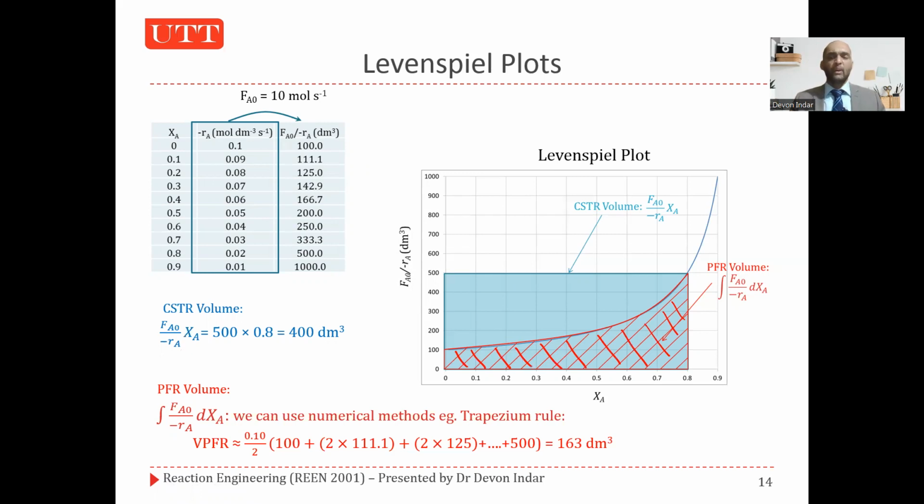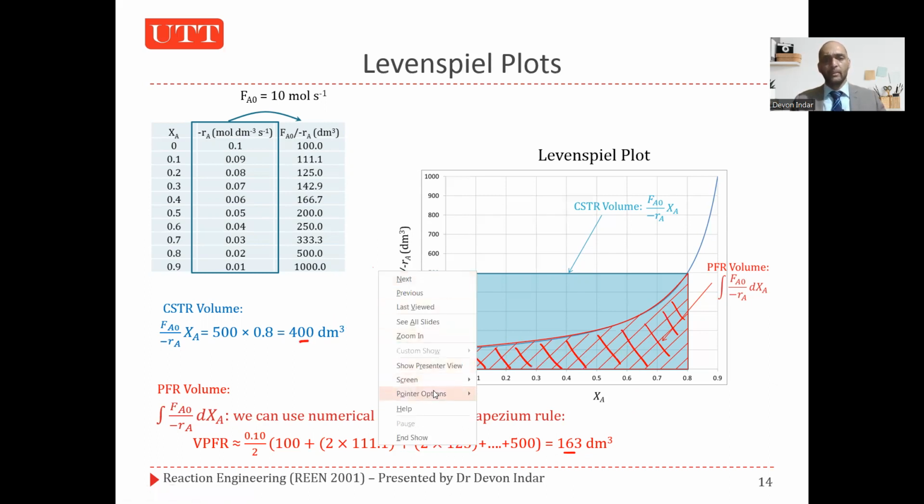To find the area under this curve numerically, you can use any method that you like, one that you're familiar with. You can use Simpson's rule or trapezium rule. So in this case, if we use the trapezium rule, you'll see that the volume of the plug flow reactor that we need is 163 dm cubed. You realize that the CSTR volume is a lot bigger.